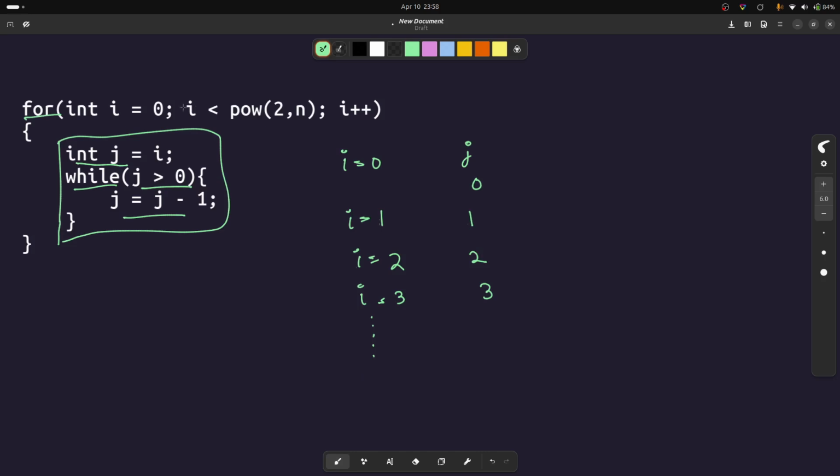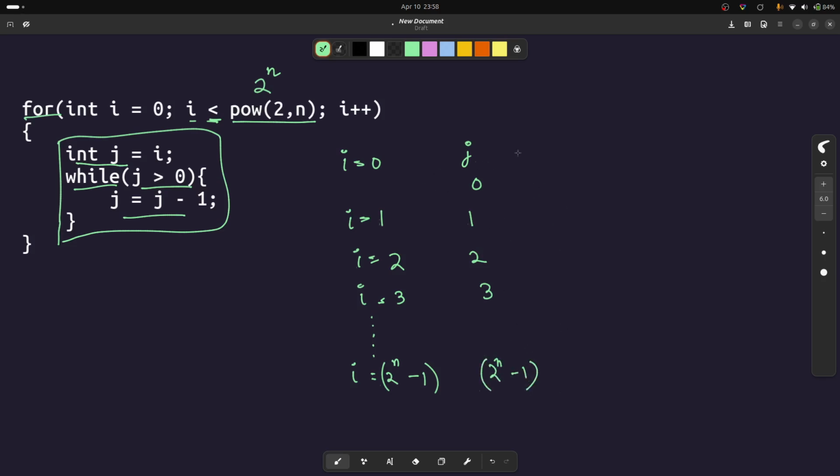Now, the condition for the I loop is I less than 2 to the power n. Note this is less than, not less than or equal to. So what will be the last value of I? The last value will be 2 to the power n minus 1. So for the last value of I, which is 2 to the power n minus 1, the J loop runs 2 to the power n minus 1 times.